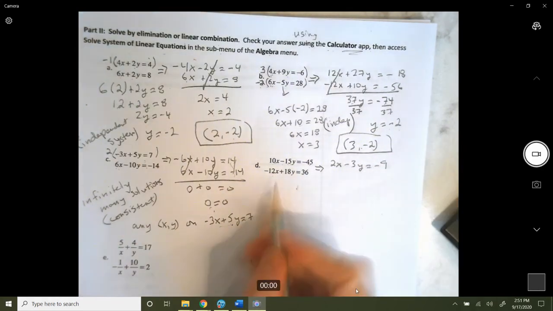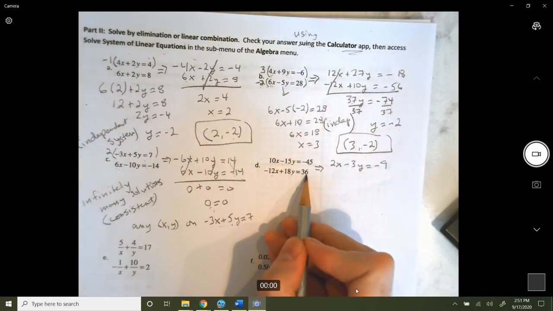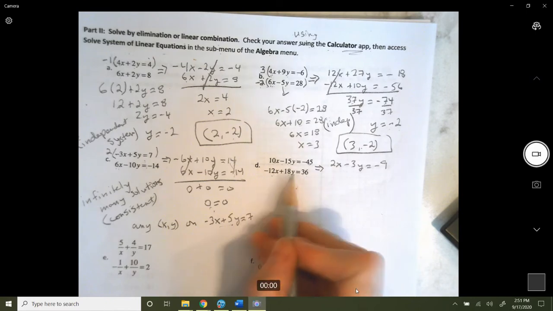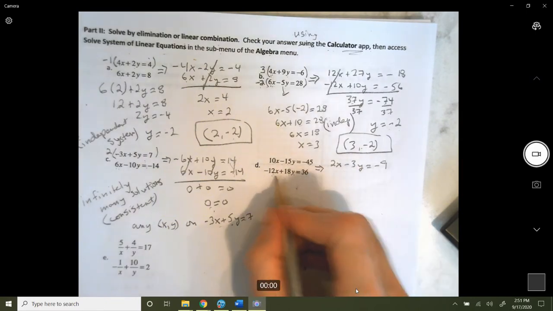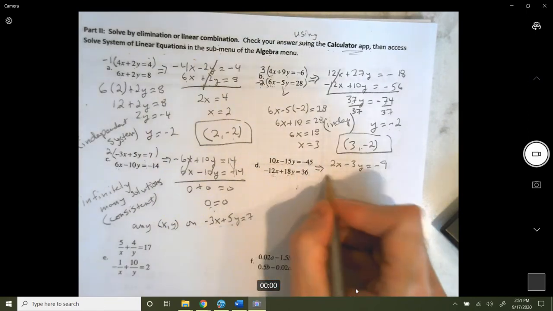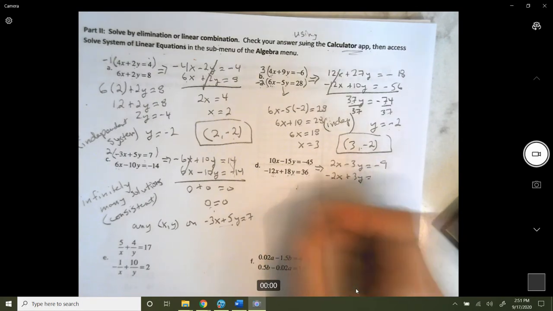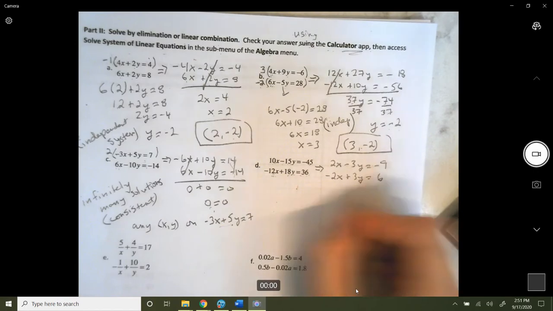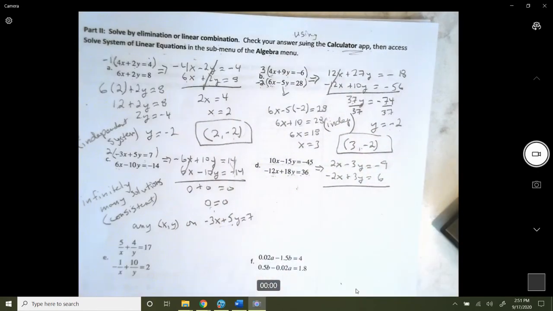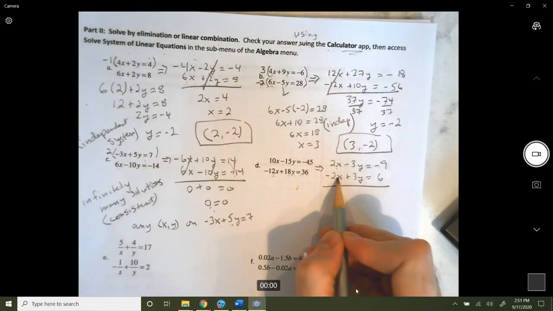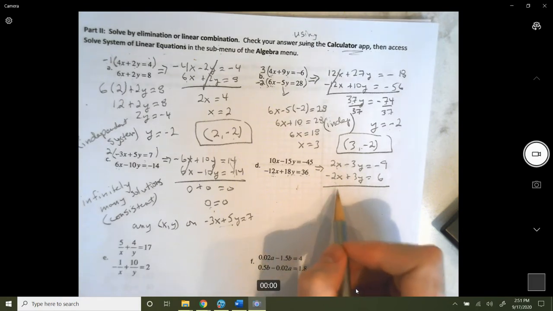Now I'm left with 2x minus 3y equals -9. Second equation, these are all multiples of 6. Not 12, just 6. So I'm going to divide everything by 6. So -2x plus 3y equals 6. Okay, and look at how convenient that is. The x's cancel. I don't even have to multiply. I don't need a linear combination. I can leave it alone.